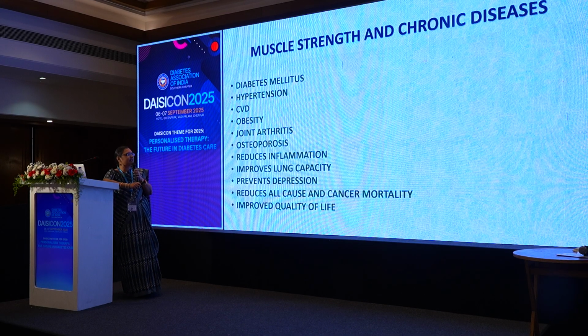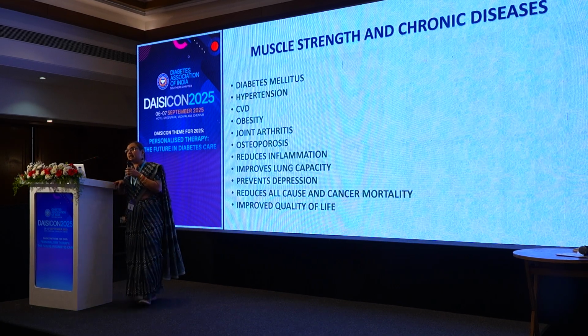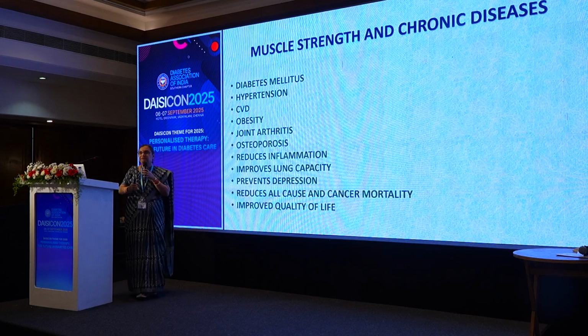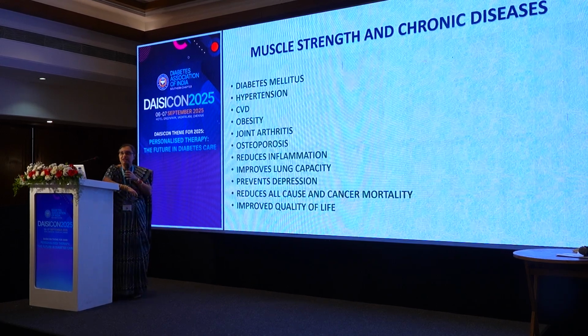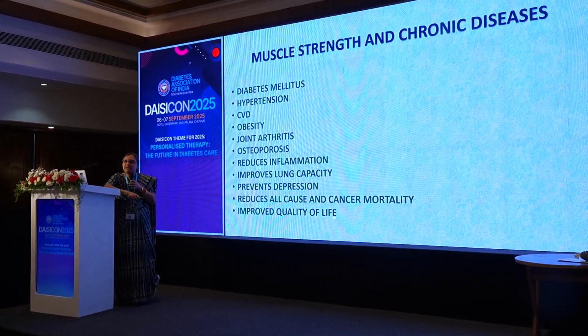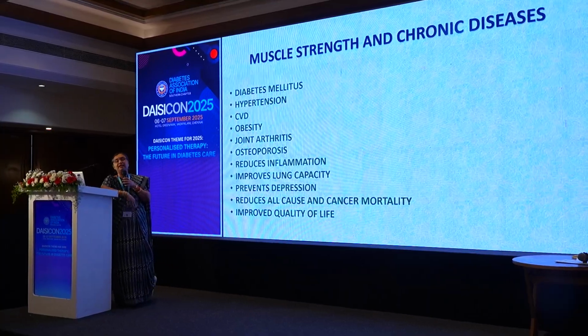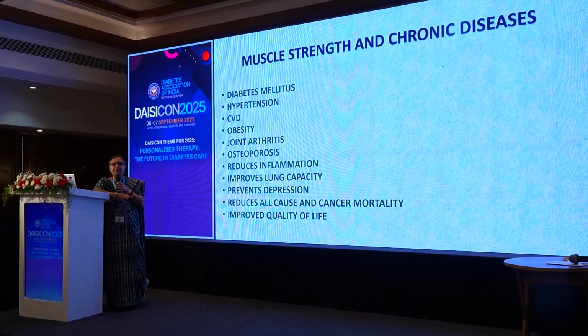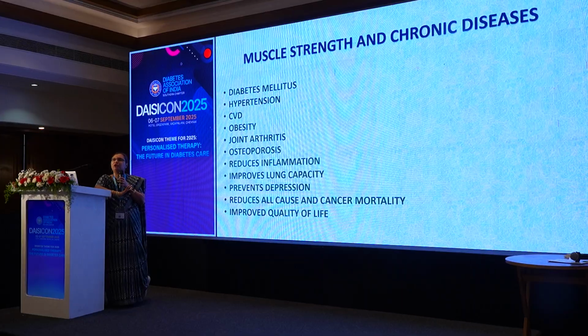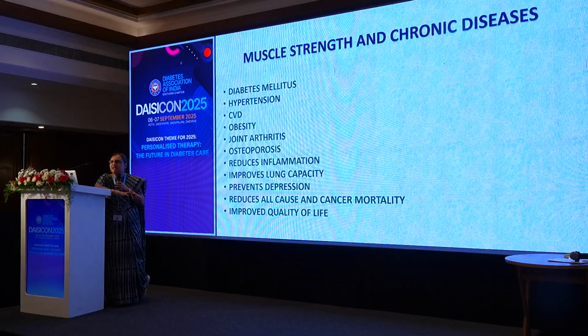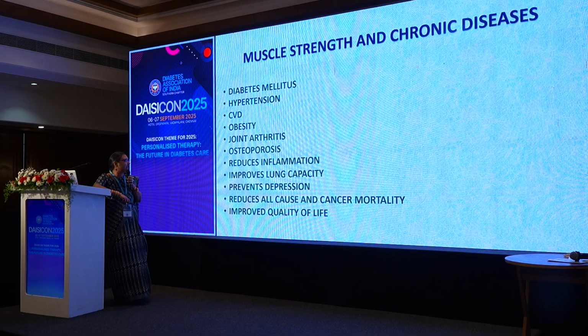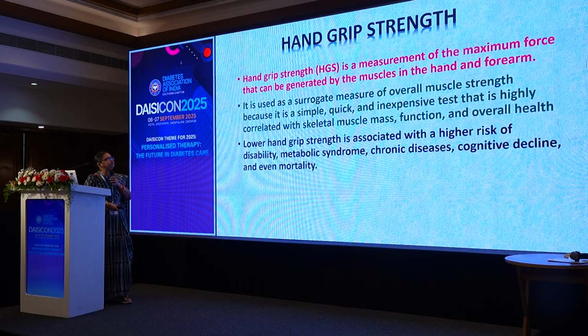Joint arthritis, osteoporosis: it reduces inflammation. Whenever the skeletal muscle mass is very good, then there is less fat mass and automatically the inflammation is controlled. It improves lung capacity, which is very important, and it is not only in patients with COPD or bronchial asthma. For normal persons itself, good muscle strength improves the vital capacity of the lungs, prevents depression, reduces all-cause mortality and cancer mortality. Finally, it improves the quality of life.